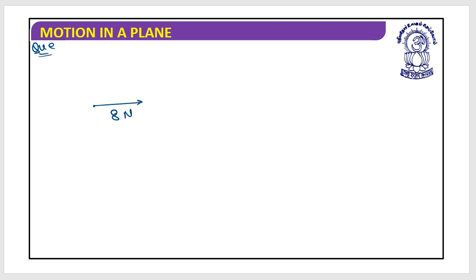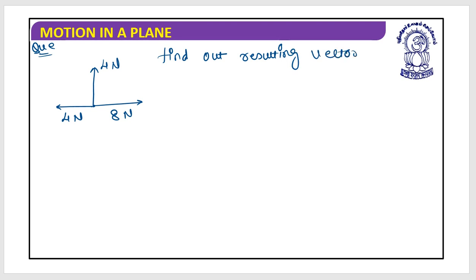This is the 8 Newton, this is the 4 Newton, this is the 4 Newton as well. Find out the resulting vector's magnitude and direction. How can I do this?